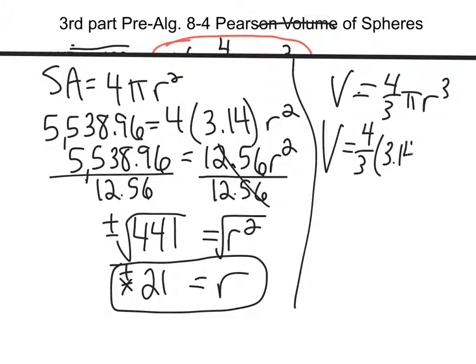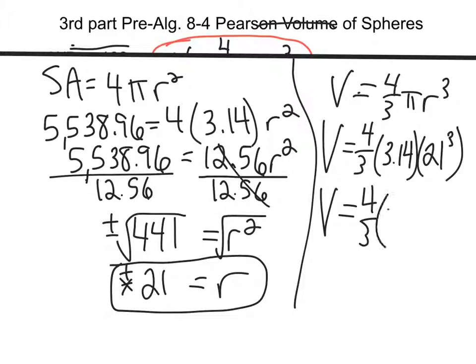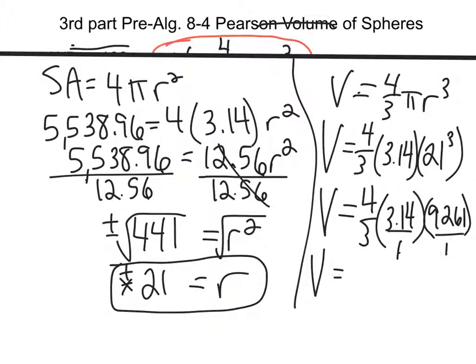They said use 3.14 for pi, and we figured out our radius is 21. If we were doing this technically with order of operations, one step at a time, we would first cube the 21, which is 9,261. Then if you wanted to, you could just multiply those two together. Otherwise, if you want to multiply all three of these together, you can.